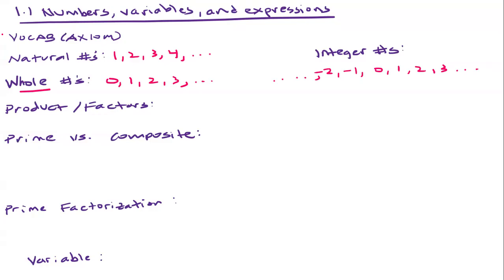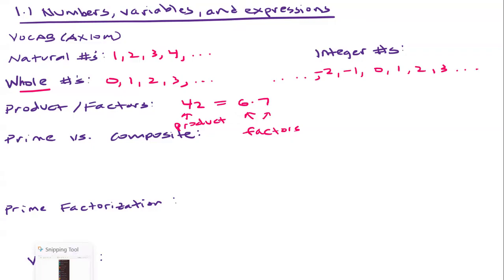Okay. Product or factor. So when they're talking about that, for example, if we have 42, the product of 42 is going to be, like, 6 times 7. So 6 times 7, those are going to be your factors. And then of course, 42 will be your product. So this is the result of that. But sometimes product also means multiplication, to multiply. But the product, the result, will be 42.